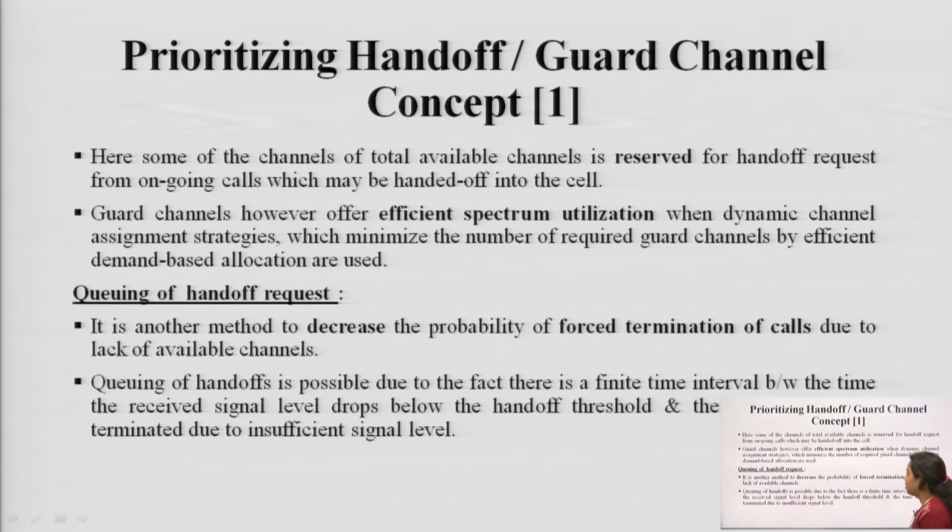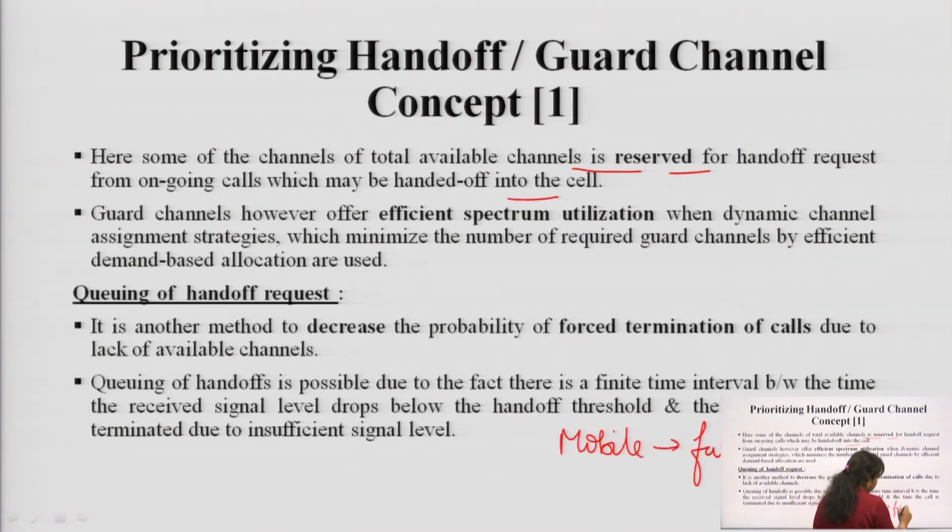So, what is it? It is prioritizing the handoff. Here, some of the total available channels are reserved for handoff requests from ongoing calls, which may be handed off into the cell. This means a band of frequencies has to be allocated every time, because the mobile phone is full duplex in nature. We are considering the full duplex concept in mobile communication, which means a pair of frequencies has to be allocated. One frequency is allocated for forward channel transfer, and the other frequency is allocated for reverse channel transfer.